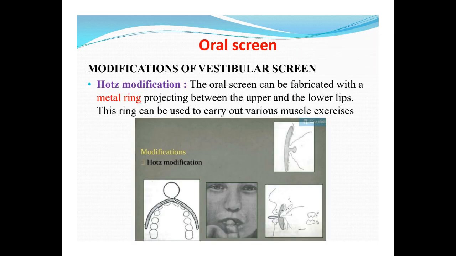There is a modification done to the oral screen called the HOTS modification. As you can see in this picture, a metal ring is attached to the oral screen. Why is this metal ring being given? This metal ring is given so that the child can hold the metal ring and compress the lip muscles. They can do some lip muscle exercises. Most of the time, children who have this mouth breathing habit or class 2 malocclusion have hypotonic lip muscles. Hypotonic means they do not have sufficient strength. So you want to give some exercises to strengthen the lip muscles. This oral screen can be given with the HOTS modification with a metal ring so that they can engage in these lip exercises. So that is the HOTS modification.